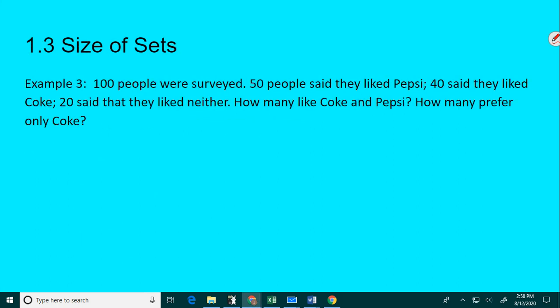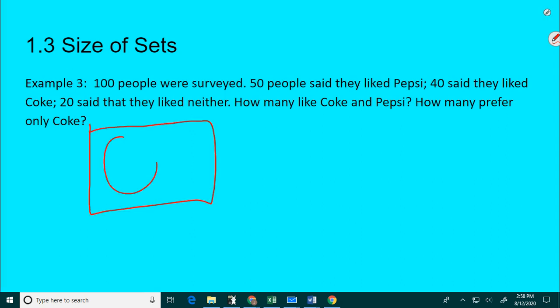All right, so take a look at this one. 100 people surveyed. 50 liked Pepsi, 40 said they liked Coke, 20 said they liked neither. We want to find out basically what is the intersection. So now I don't know my intersection. So if we tried to draw a Venn diagram, Pepsi, Coke, we always like to start in the intersection. Well, I don't know that. So it makes it kind of tough to draw this Venn diagram. This is where the formula comes into play.